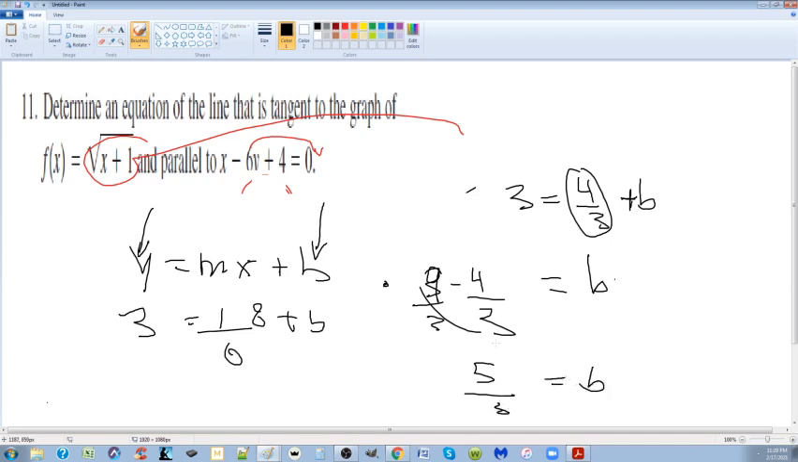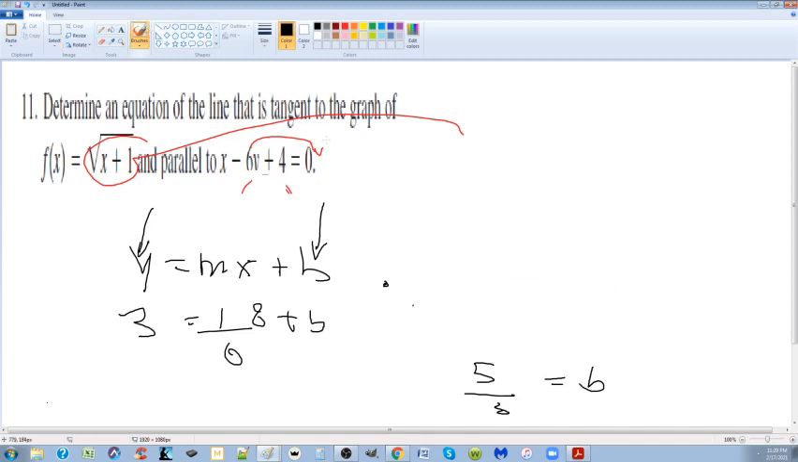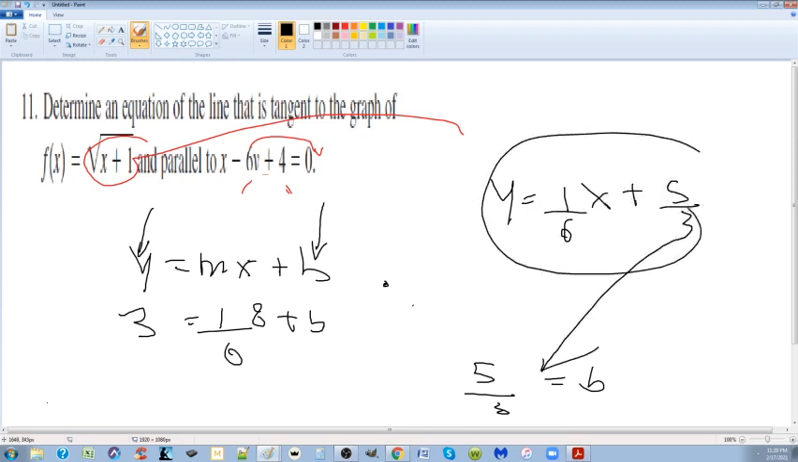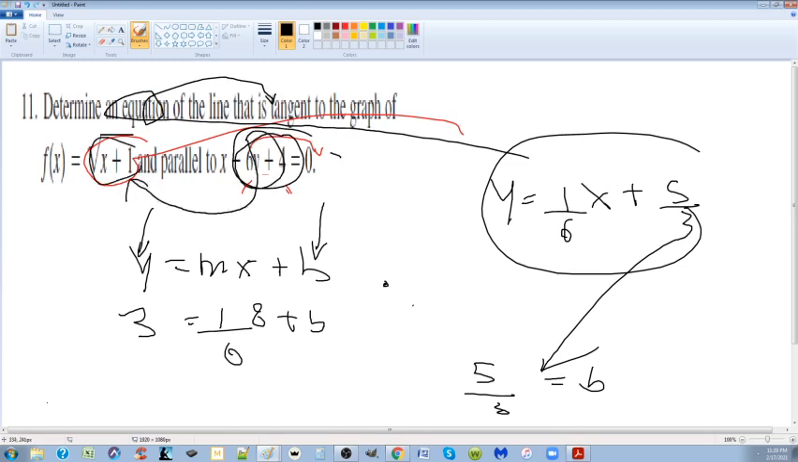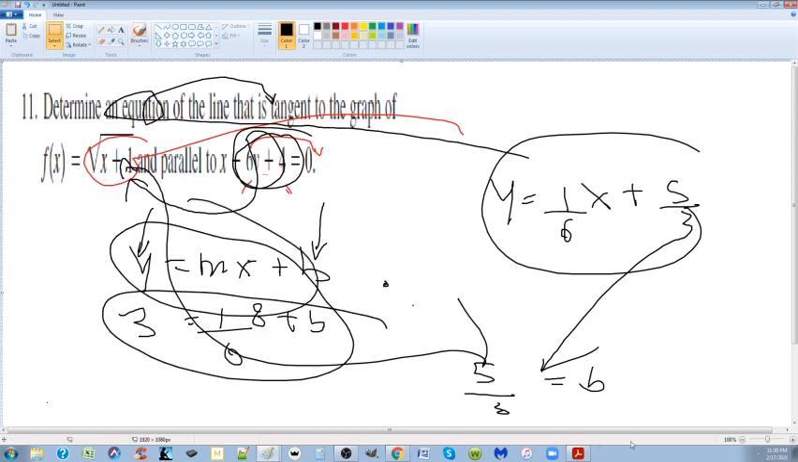That's b. So therefore, we can rewrite the equation of our tangent line as y equals 1/6, that's our slope, x, plus 5 over 3, that's our b. Boom, that's the equation of our tangent line. To do it, we had to figure out the slope of the tangent, which is equal to the derivative, or the instantaneous velocity, to figure out the x value, to then plug it in to figure out the y value, to then come up with the line. Woo!